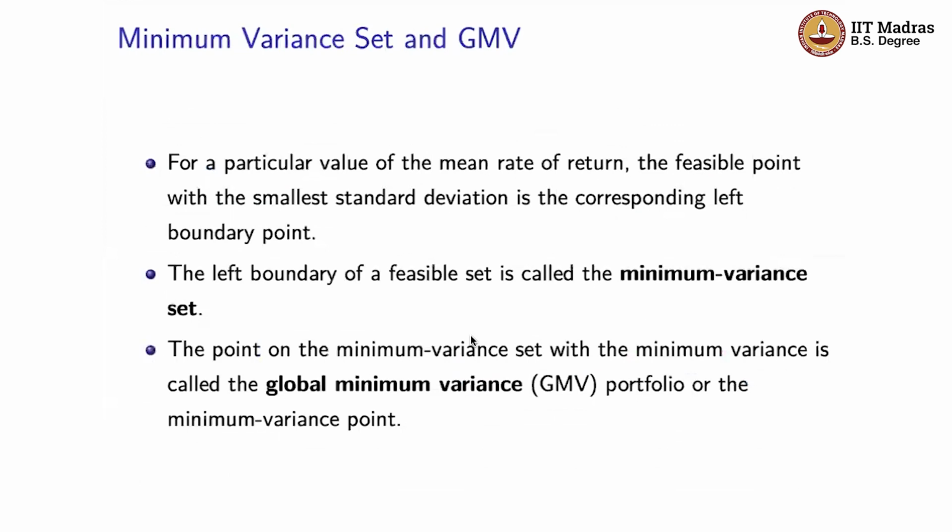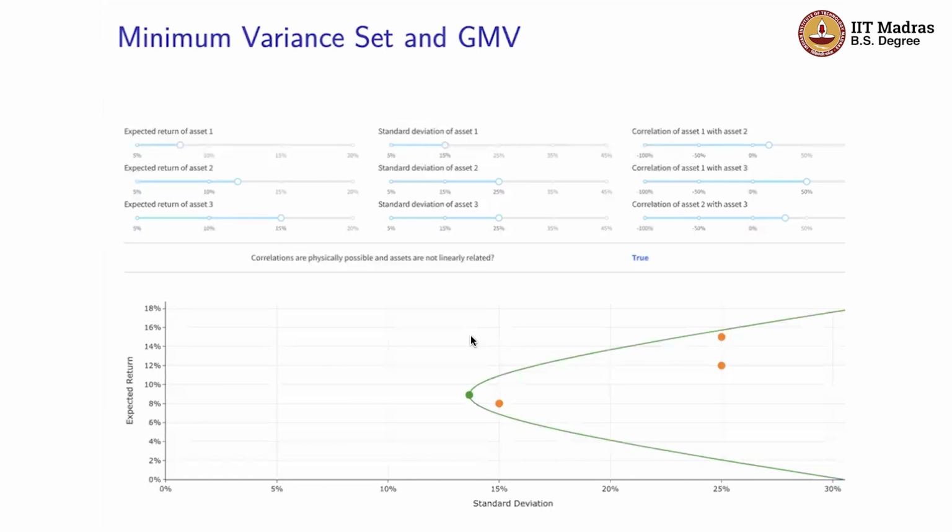Okay, so there are some more terms you need to be familiar with. Let us go through them now. Suppose that you fix a particular value of the mean rate of return. Then the feasible point with the smallest standard deviation is the corresponding left boundary point. And this left boundary of a feasible set is called the minimum variance set. The point on the minimum variance set with the minimum variance is called the global minimum variance portfolio or the minimum variance point. So let's take a look here.